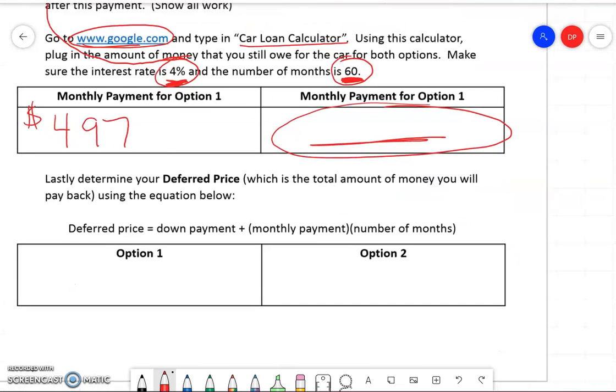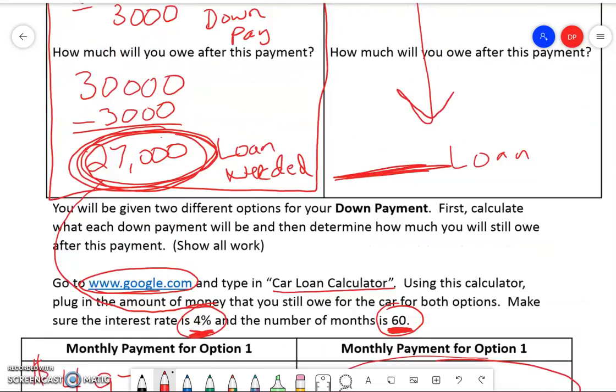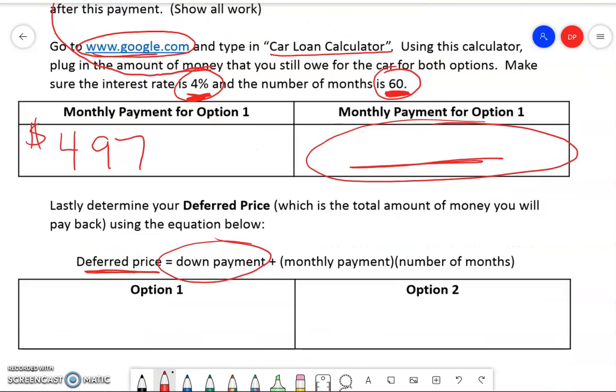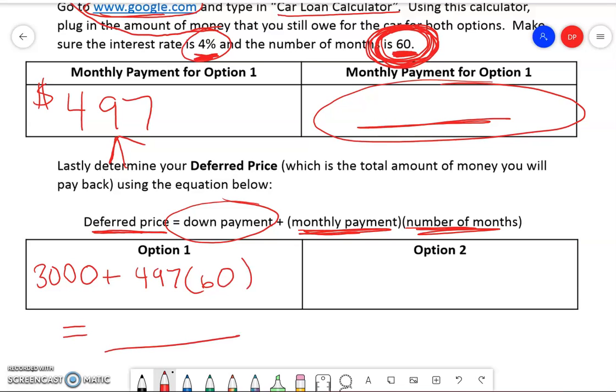And last but not least for part one, what you're going to have to do is calculate your deferred price. The great part is we've got our equation here. So it says I need my down payment. I think I calculated that somewhere. Oh, look at that. My down payment's right here, $3,000. So let's plug in my $3,000 plus my monthly payment we just calculated, $497. And my number of months is up here as well, 60 months. So times 60, and you would calculate your answer right here.